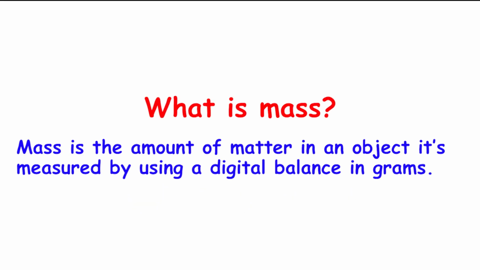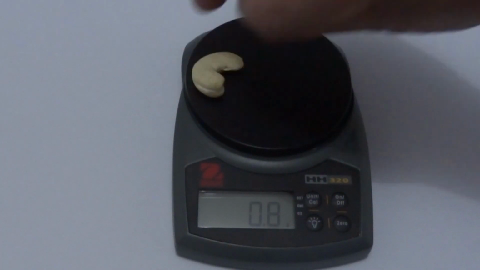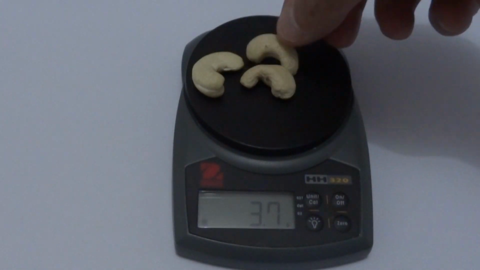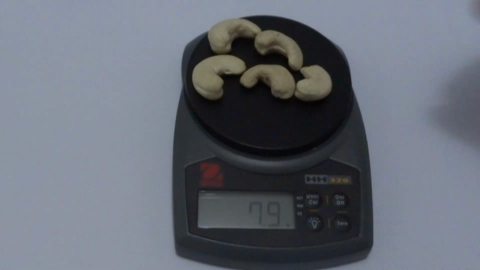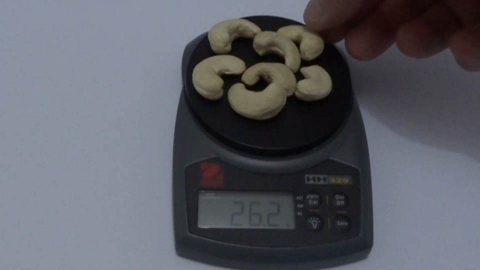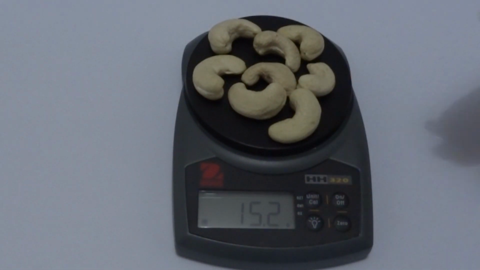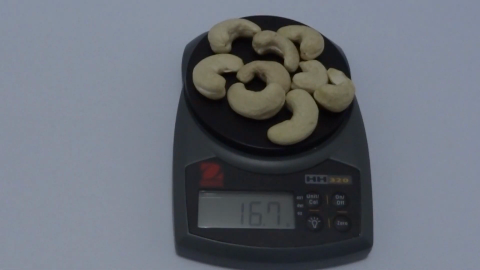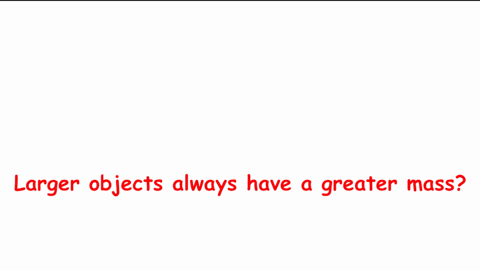Mass is the amount of matter in an object. Mass is measured by using a digital balance in grams. As I'm adding more pieces, the amount of matter is increasing, and then the balance is showing a heavier mass. Larger objects always have a greater mass.